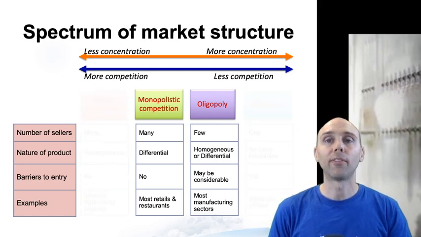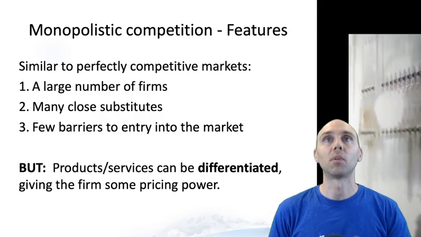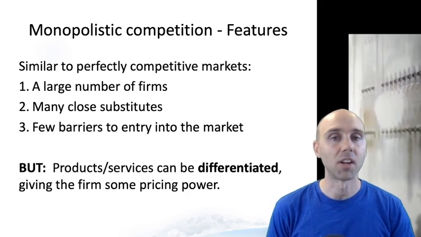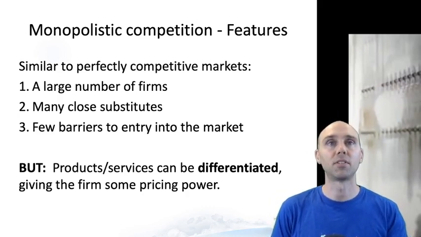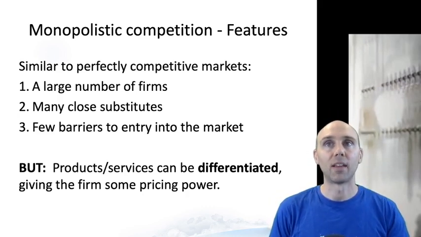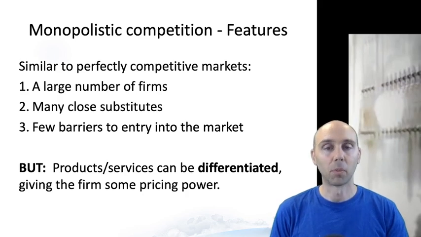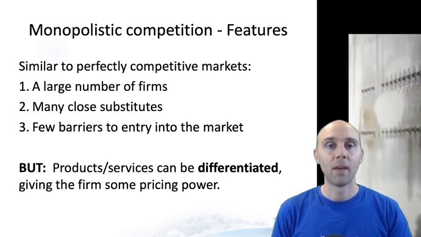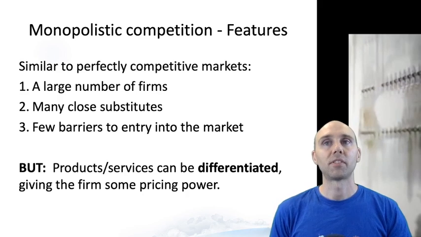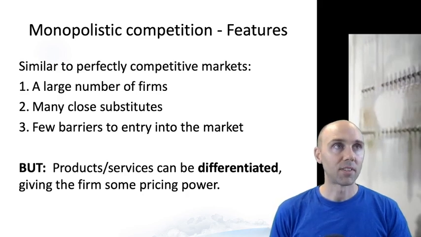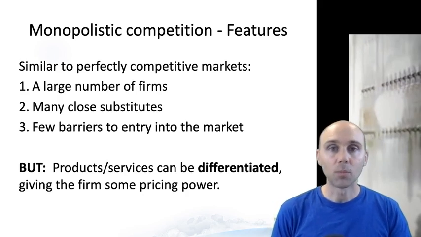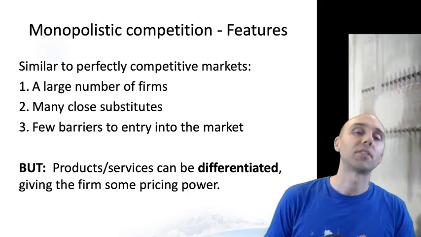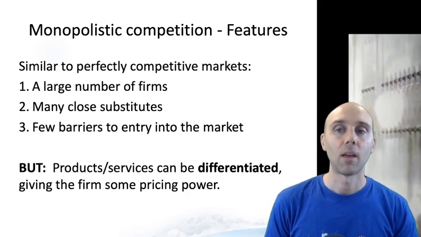And we took a look first at monopolistic competition, the features of which were similar to perfectly competitive markets for the most part, a large number of firms, many close substitutes, and fewer barriers to entry into the market, preferably none in a theoretical sense. But those products and services could be differentiated, such as different types of cafes in Brisbane, for example, which gives the firms some pricing power.